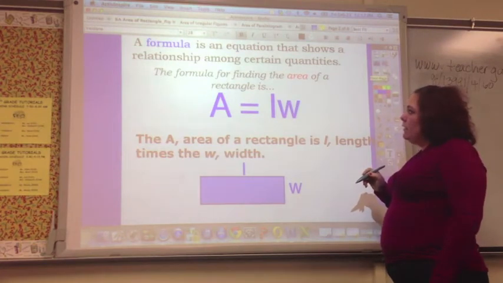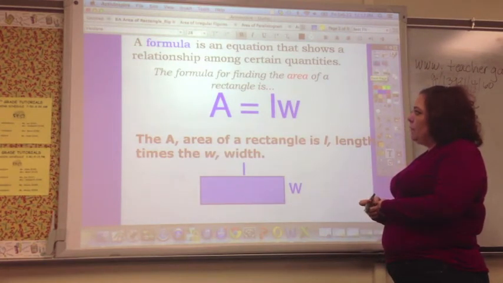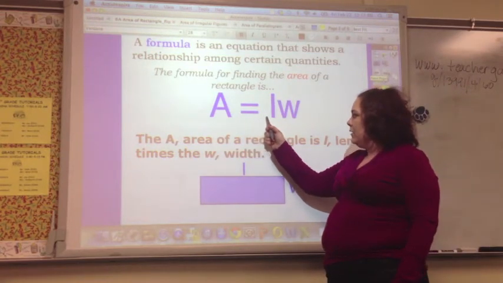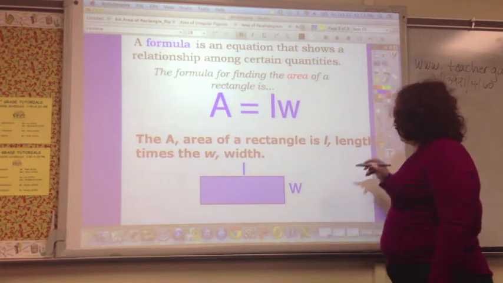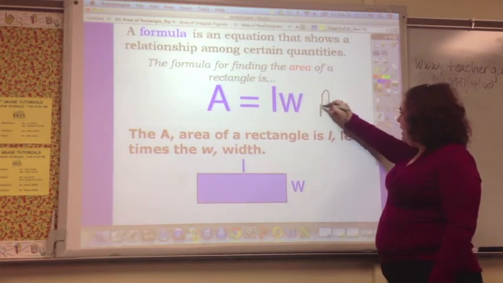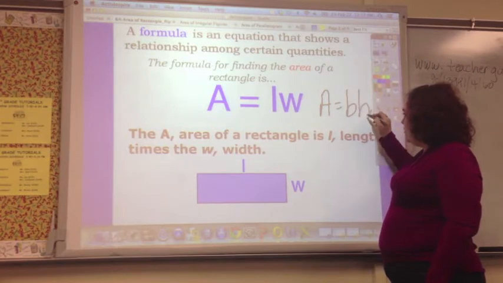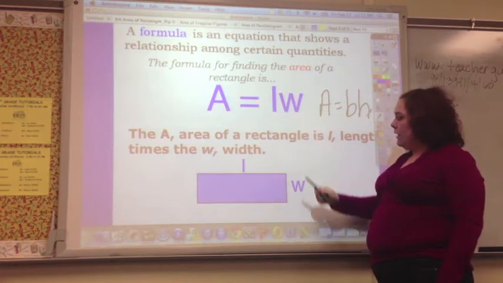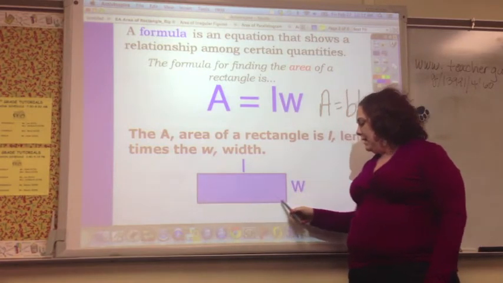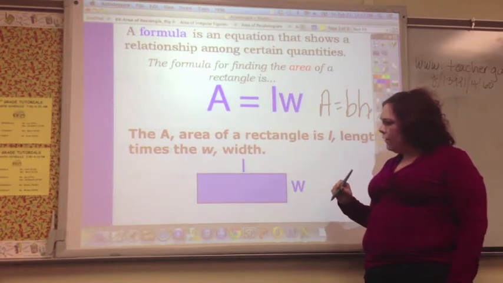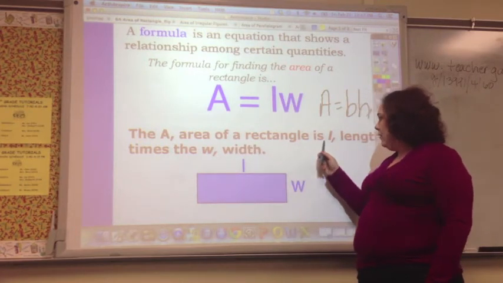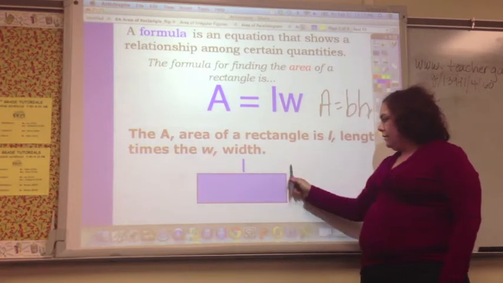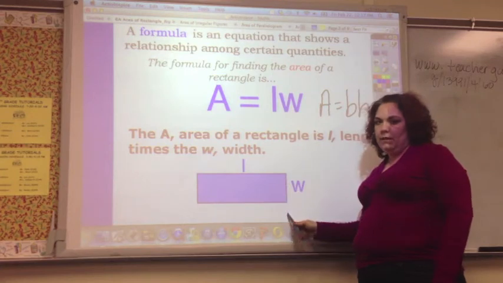So the formula is an equation that shows a relationship among certain quantities. The formula for finding the area of a rectangle is A equals L times W. You'll also see it written A equals B times H, B being the base and H being the height. But this is also length and width. So this is also base and height. So the area A of a rectangle is L, the length, times the W width. So length times width. So it's just this times this.